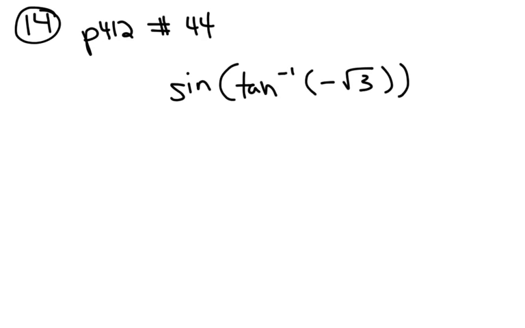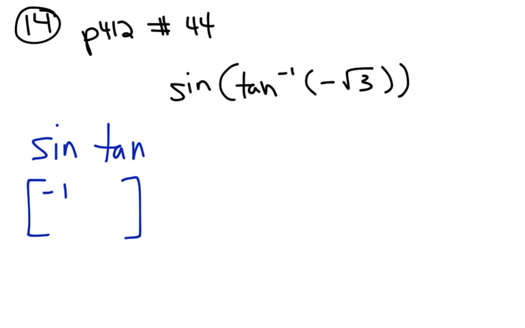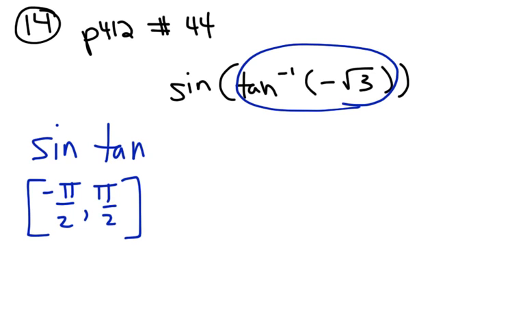First of all, you need to remember that both sine and tangent have a restriction in the calculator. They're only going to give you answers between negative pi over 2 and positive pi over 2. That means you're going to get a first quadrant or a fourth quadrant answer. You have to first determine what the inverse tangent of negative radical 3 is. And if the graphing calculator gives you a decimal, you're going to have to do it the old-fashioned way.